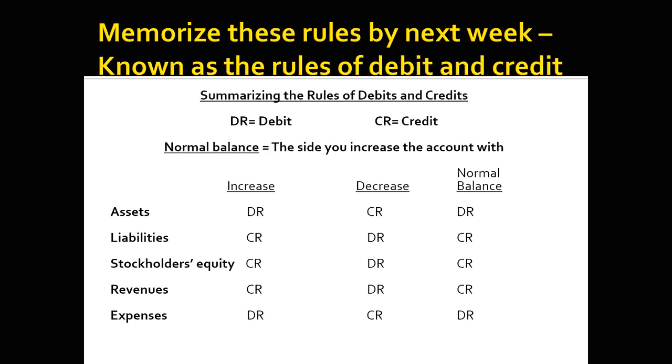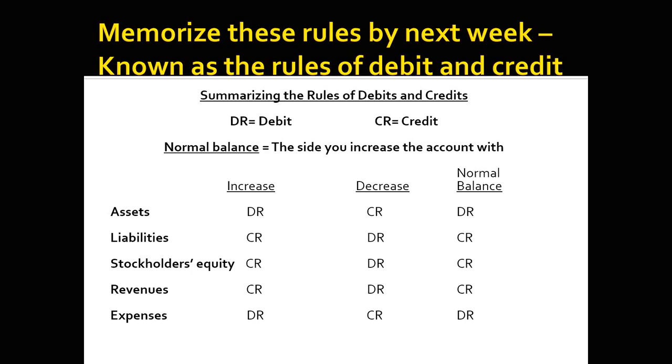Okay, so let me begin with, you will either debit an account or credit an account. Okay? So if you debit one account, you will credit another. All right, so let's look at the rules. First off, there are 5 main elements. There's assets, liabilities, stockholders' equity, revenue, expenses.